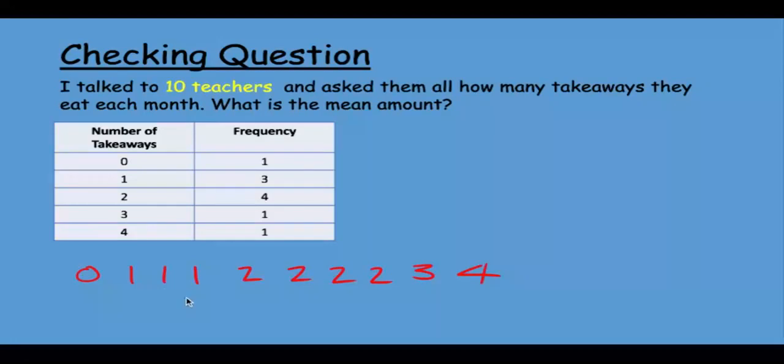Okay, so I can see I've got 3 there. Plus 8. Plus 3 and 4 is 7. So adding those up together, I've got 18. So my mean is 18 divided by 10, which is 1.8.